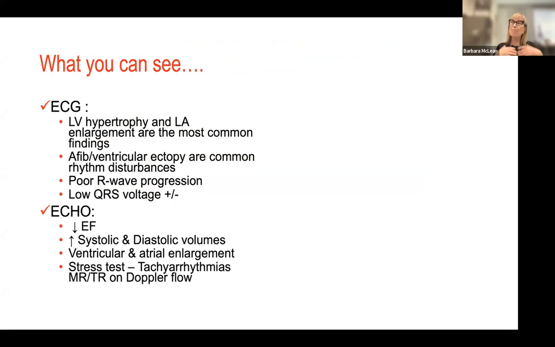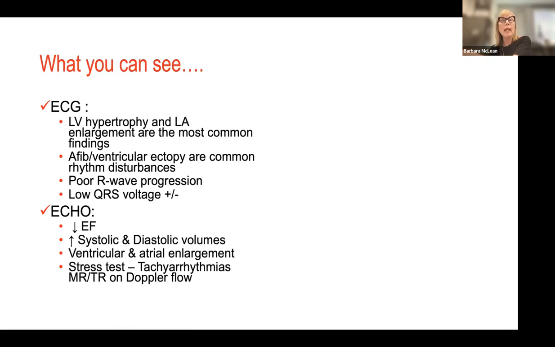Okay, on EKG, you're never going to diagnose cardiomyopathy from an EKG. You've got to have an echo. And on echo, you're going to have a low EF. You've got increased systolic and diastolic volumes. Both right and left ventricle are dilated. The atria are typically also enlarged. And now you might be regurgitating through the tricuspid valve and the mitral valve. Very, very important. I need an echo.